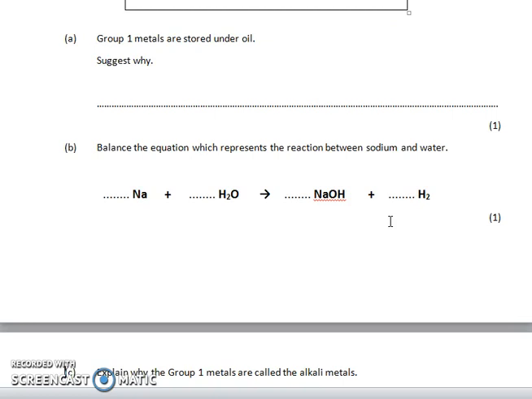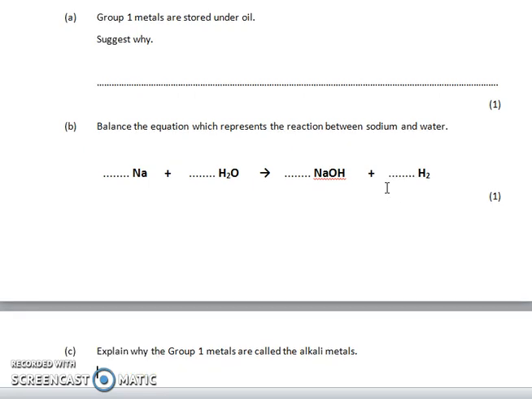In terms of balancing the equation, it's the same for all the group 1 metals. It's always going to be 2 of the metal, 2 of the water, 2 of the sodium hydroxide, which means there is 1 of the hydrogens, so it's a 2-2-2-1 ratio. If you want some help balancing equations, come along and see me at some point and we can help you out a little bit with that.